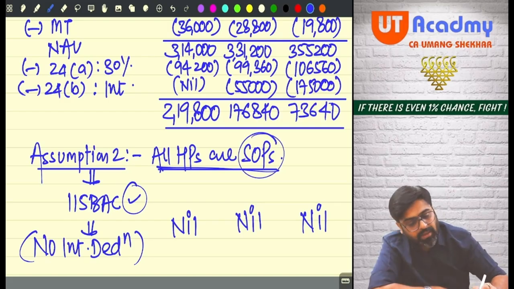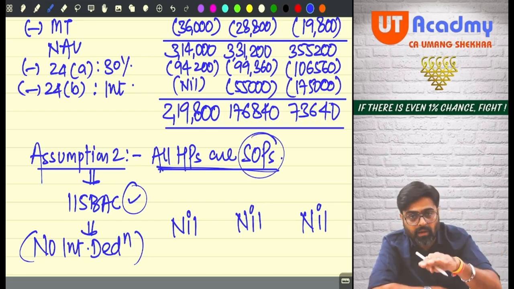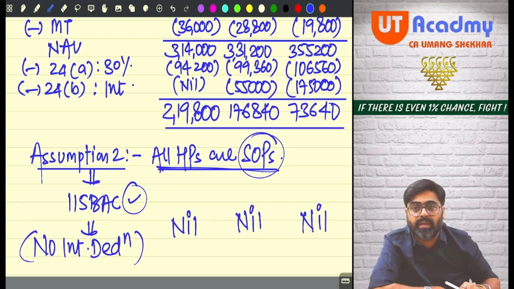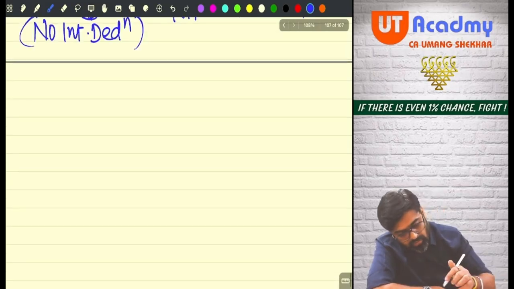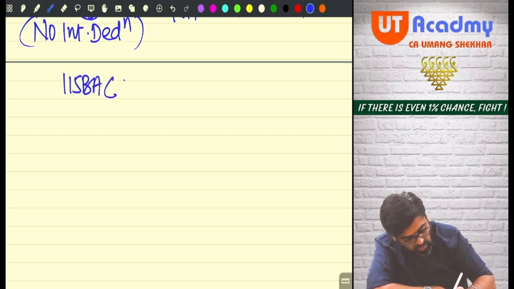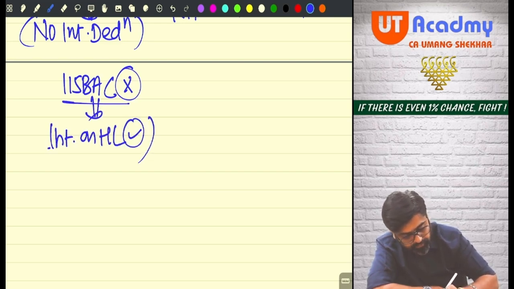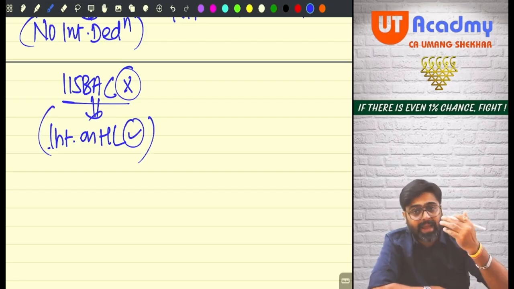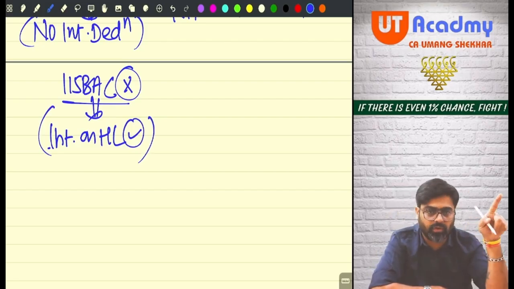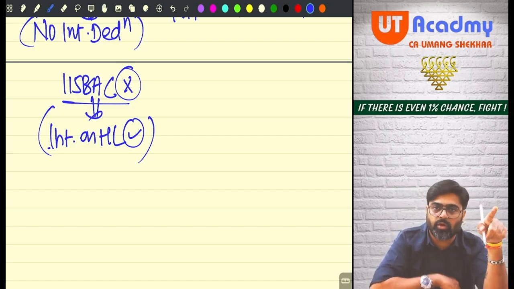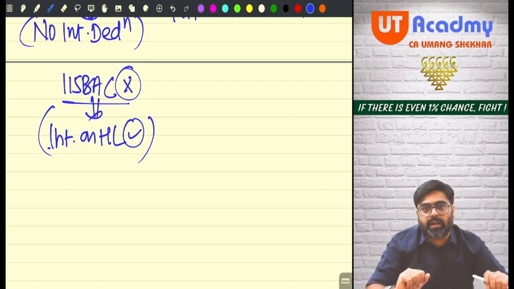Now what if all the properties you are treating as SOP, what will be the income of first property if it is SOP? And you are not following 115 BSE, yes or no? So now what you will do? Second assumption, you will not take 115 BSE. That means now interest on housing loan deduction you are supposed to get. So from H1, everything 0. Yes or no? H1, H2, H3, all the incomes will be 0. But finally, interest on housing loan deduction you can claim, no?